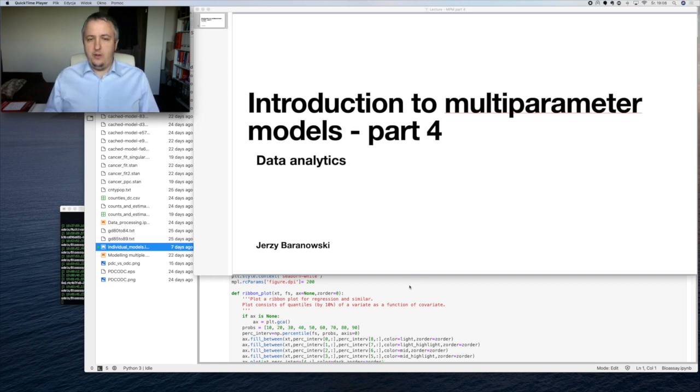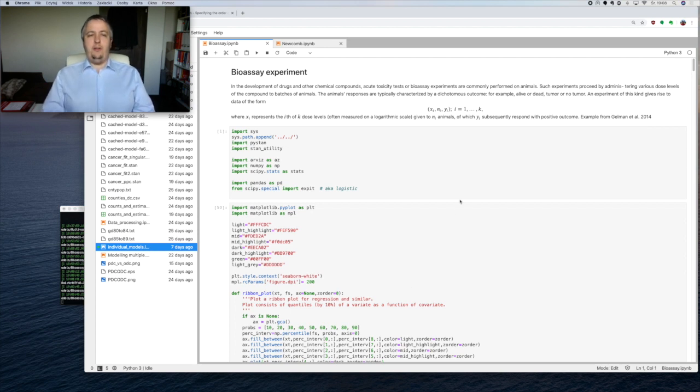Okay, let's start from the beginning. We'll be considering something called bioassay experiments. Generally, the experiment is conducted on animals, for example, mice or rats, and such experiments are conducted in a way that you have a set of animals and you provide these animals with various doses of certain compounds. So, for example, you have 5 mice and you inject them with certain doses of medicine, all of them the same dose.